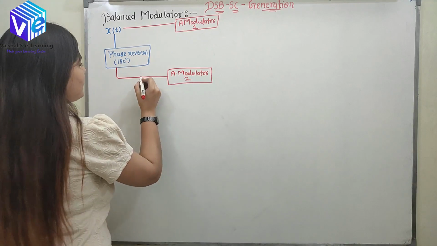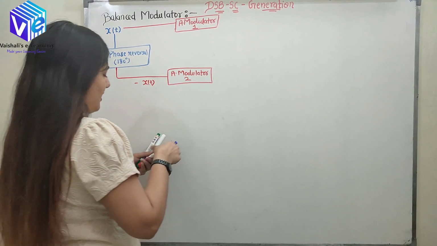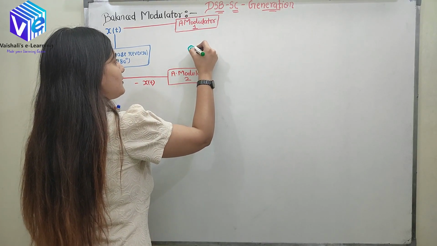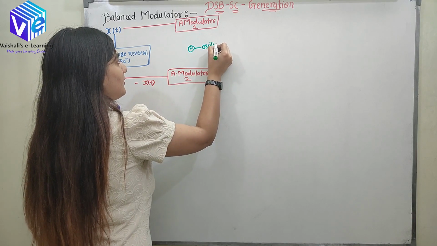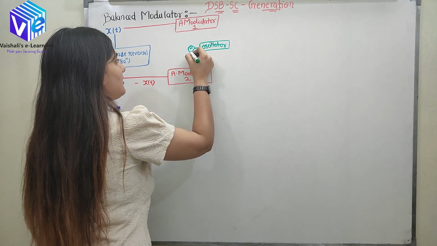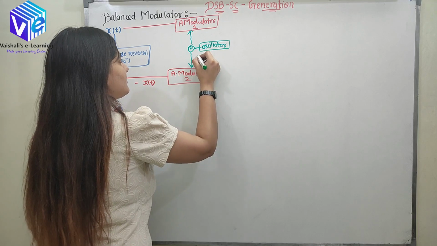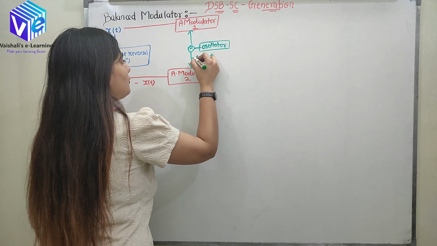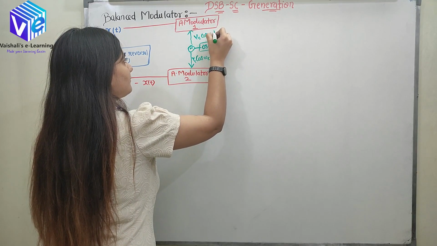So now after phase reversal, here I will be getting minus x(t), and in the amplitude modulator I require the carrier signal. So the carrier signal is generated through an oscillator. So this represents an oscillator. The oscillator provides the carrier signal which is Vc cos(omega_c t). Here also it is providing the same input.